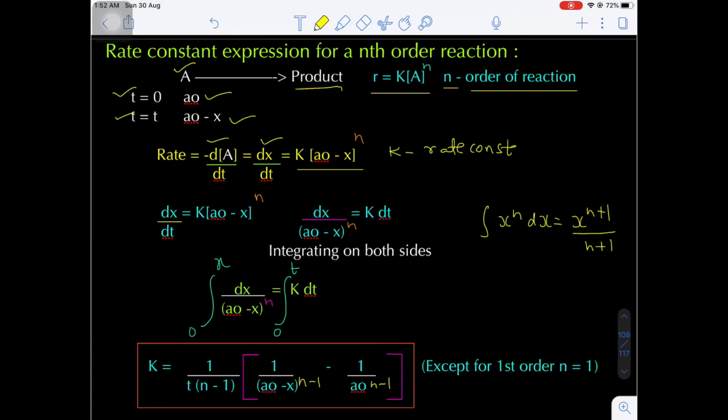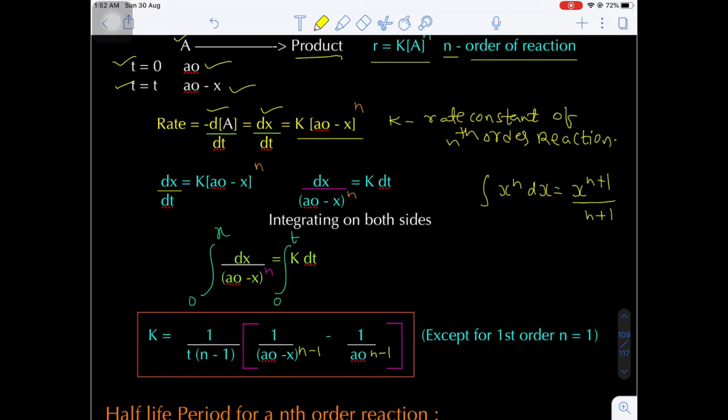K is called the rate constant of which order reaction? Nth order reaction. Now here I am taking (a naught minus x) to the power n to the denominator. So dx by dt is equal to k times (a naught minus x) to the power n. I am taking dx by (a naught minus x) to the power n equal to k times dt. Now what I am doing here is integrating on both sides: integral dx by (a naught minus x) to the power n equals integral k dt. The limits for x are from 0 to x and for time from 0 to t.